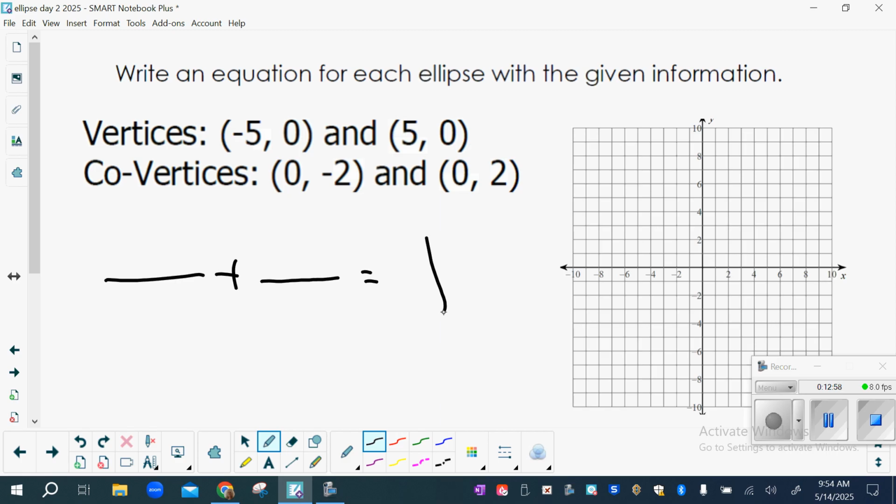Here we go. 5, -5, 2, -2. Okay, the first thing I need is the most important.